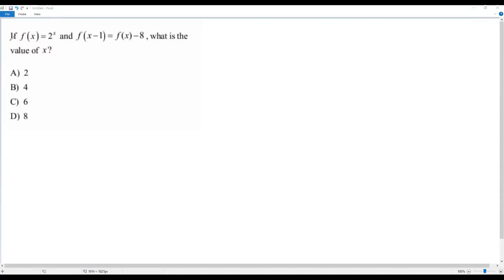Here we have a SAT math problem. Okay, let's go to the question. If f(x) = 2^x and f(x - 1) = f(x) - 8, what is the value of x?